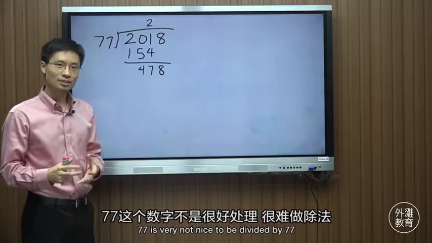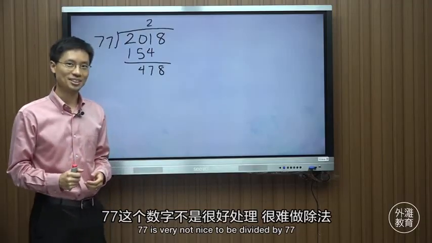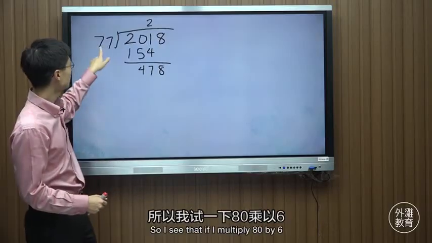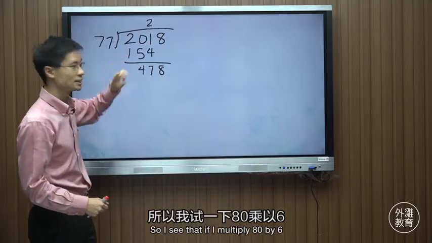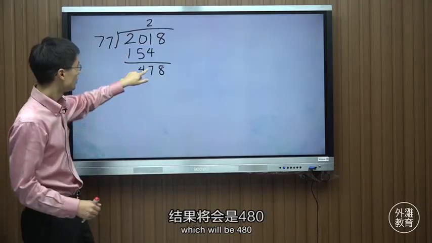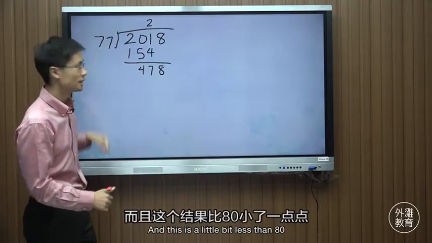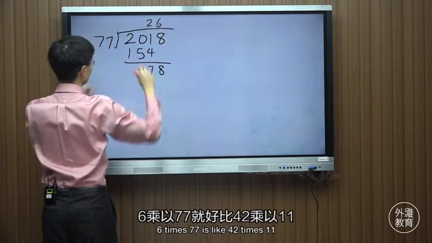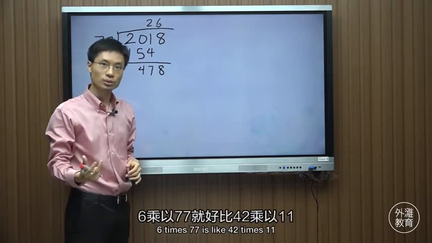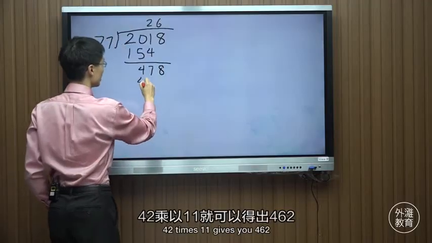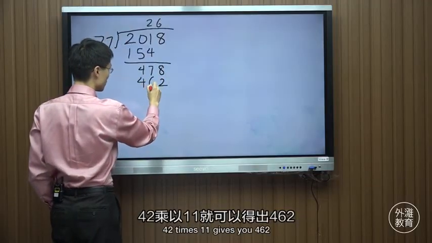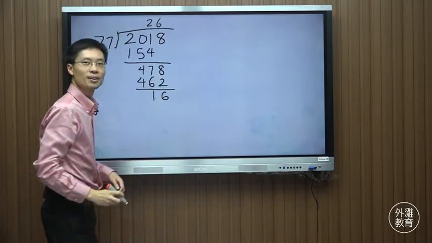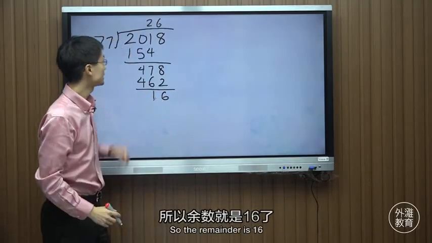77, it's very not nice to divide by 77. I'll say 77 is about 80. And so I see that if I multiplied 80 by 6, it would be 480. It's pretty close, and this is a bit less than 80. So let's try 6. 6 times 77 is like 42 times 11. And so that would be 42 times 11 gives me 462. Subtract gives me a 6 and a 1. So the remainder is 16.